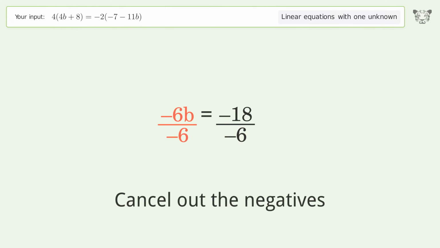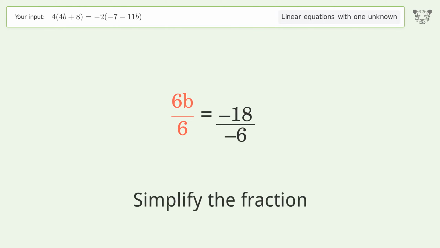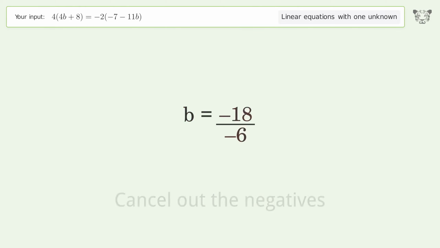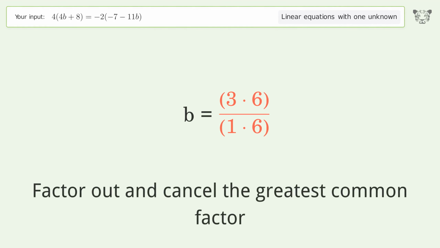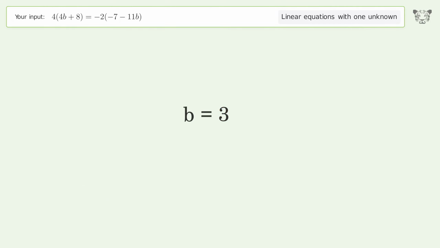Cancel out the negatives. Simplify the fraction. Cancel out the negatives. Find the greatest common factor of the numerator and denominator. Factor out and cancel the greatest common factor. And so the final result is b equals 3.